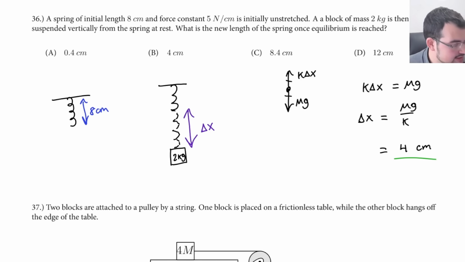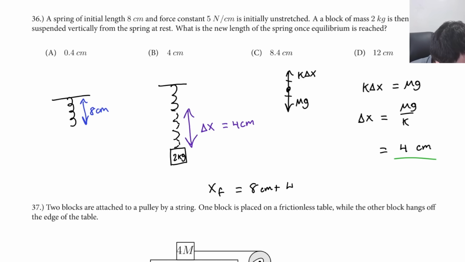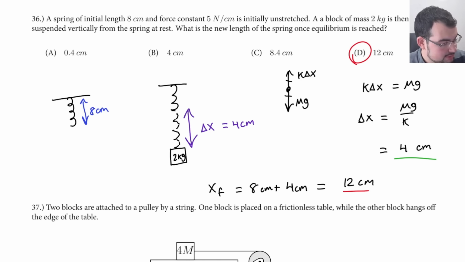Now we have to be careful, that's not actually the answer. This is how far the spring extends. So the extension is actually 4 centimeters. So this means our final x is just going to be 8 centimeters plus the extension of 4 centimeters, which is 12 centimeters. So is it a bit mean? Is it a bit mean of me to do that? Potentially.